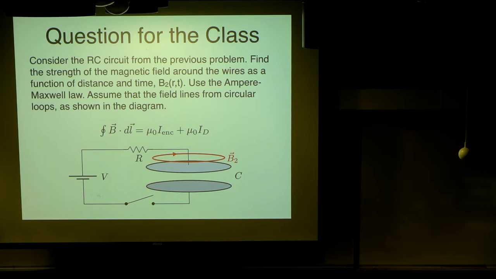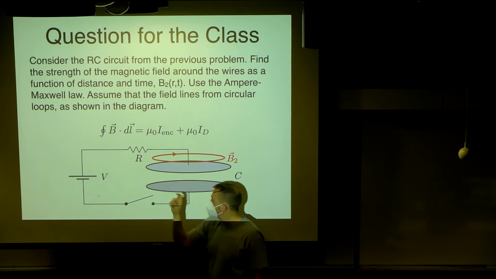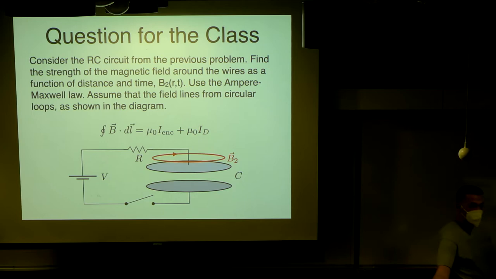Think about this. Anyone have an answer? The same thing. Same exact thing as before. Yeah. Why is that? Because we already showed that the current going through these wires and the displacement current in between the plates are identical. So if you work it out, they're going to produce the same exact type of B field. Okay? But let's just go through the exercise.